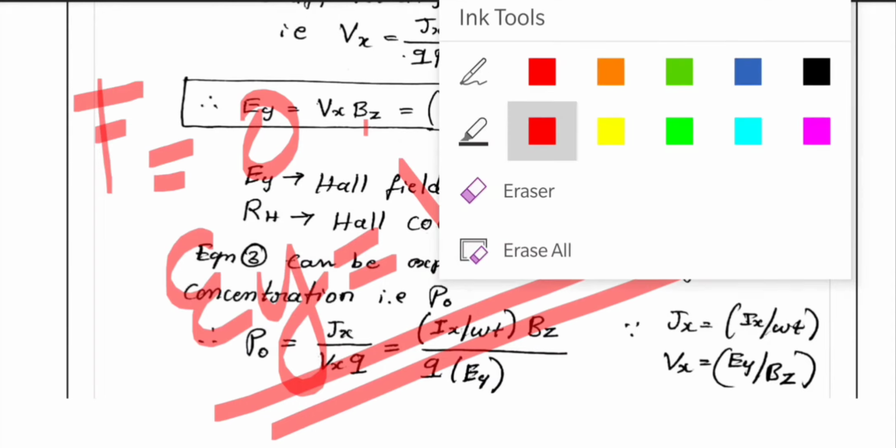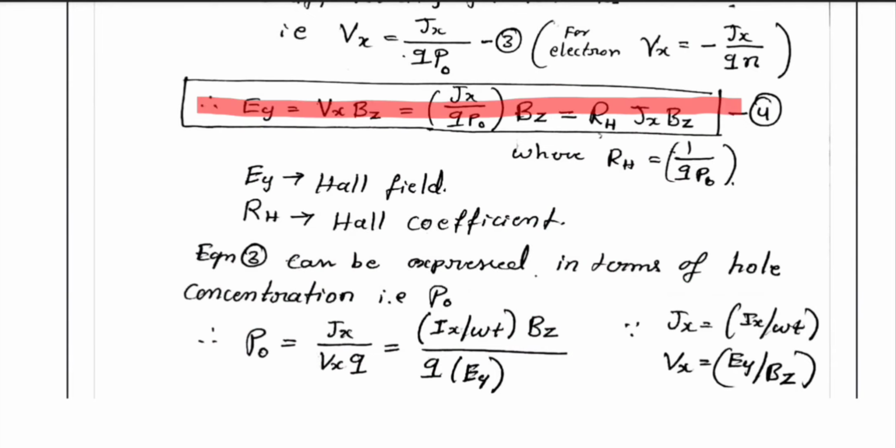So you can see here, Ey is equal to Vx into Bz, and Vx is equal to Jx by QP. So Jx by QP into Bz. Here we are introducing a constant known as RH. So we are writing 1 by QP as RH. So RH into Jx into Bz, where RH is known as the Hall coefficient. Its value is 1 by QP. So Jx is the current density, Bz is the magnetic field in the Z direction, and Ey is the electric field in the Y direction.